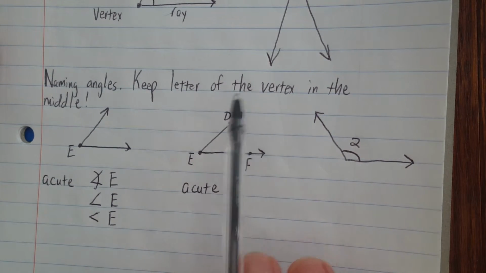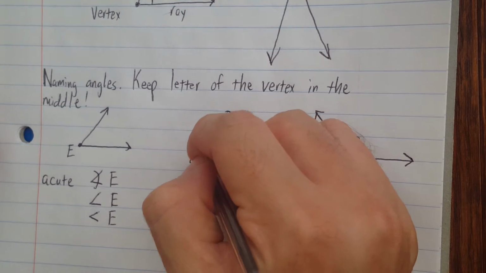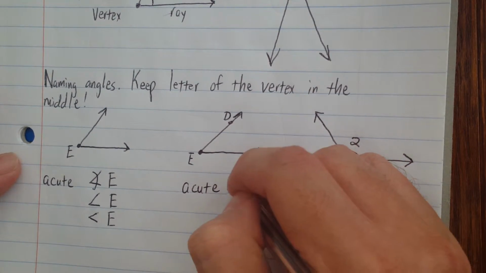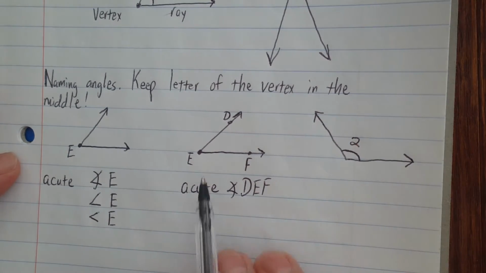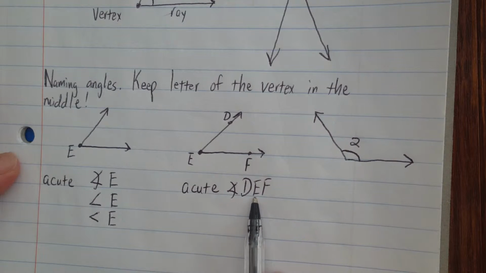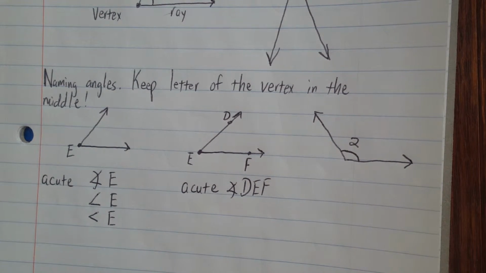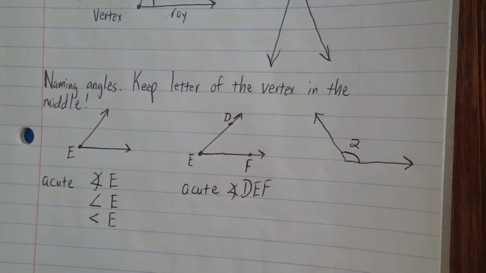Now, keep the letter of the vertex in the middle. That is absolutely important, because if you don't do that, you haven't named this angle correctly. So here's my vertex, point E. So therefore this is acute angle DEF. The point is my vertex stays right in the middle of the other 2 letters. So if you're watching this, you might be thinking, well, I didn't necessarily do it that way, but I still kept the letter of the vertex in the middle, and you are correct.